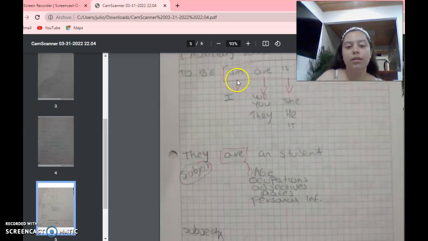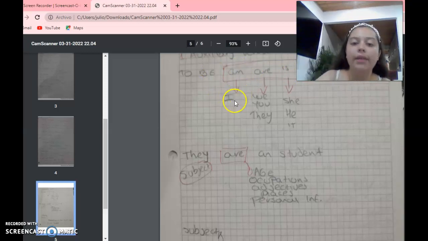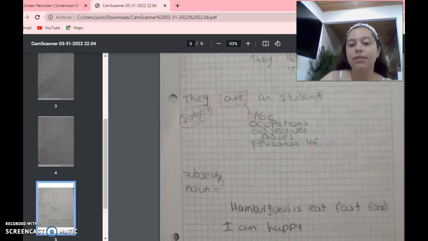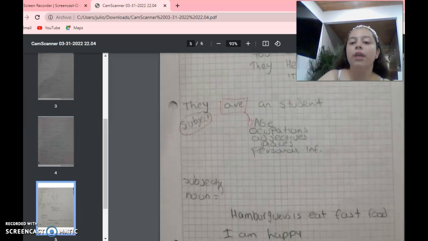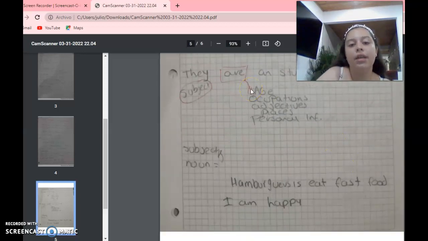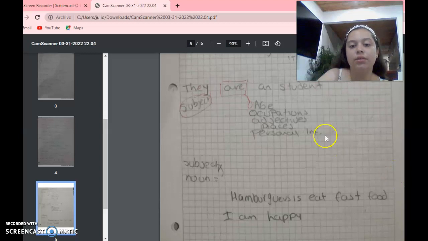Auxiliary verbs in the structure of to be are am, are, is. Am: I. Are: we, you, they. Is: she, he, it. In the sentence, agree the verb with the subject. They are students. The subject plus are plus a complement. Are is used with occupations, adjectives, and personal information.